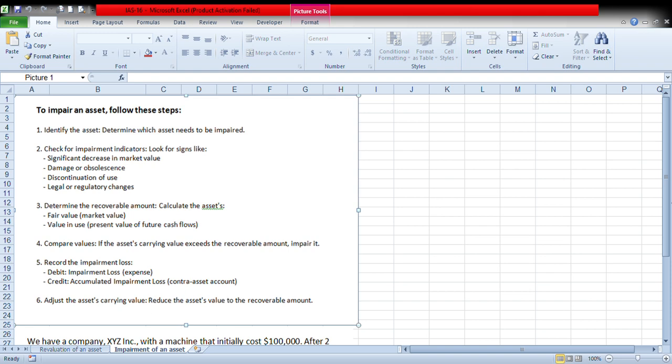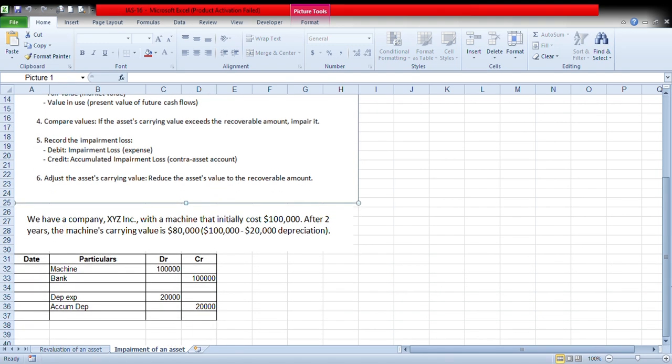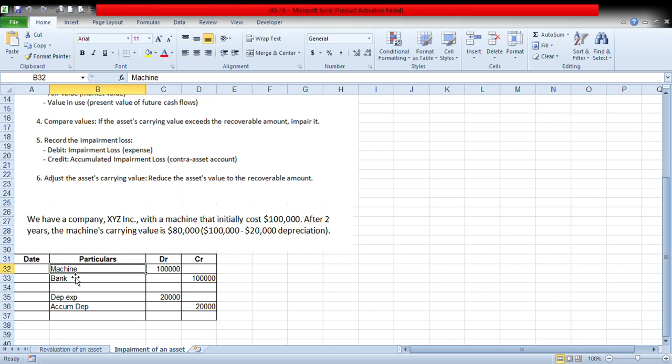Adjust the asset. Okay, so let's assume that we have a company XYZ with a machine that initially cost $100,000. After 2 years, the machine's carrying value, I mean the book value, is going to be 18,000. First, I need to make the entries. Machine debit, bank credit. We purchase the machine. Depreciation expense for the 2 years, and accumulated depreciation we recorded.